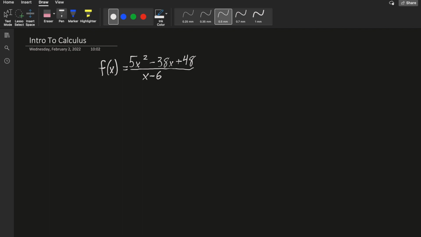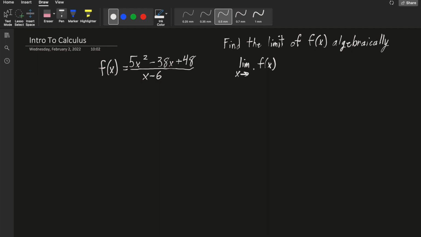For this problem, we are asked to find the limit of f of x algebraically. Find the limit of f of x algebraically. And the limit is going to be the limit of f of x as x approaches 6.